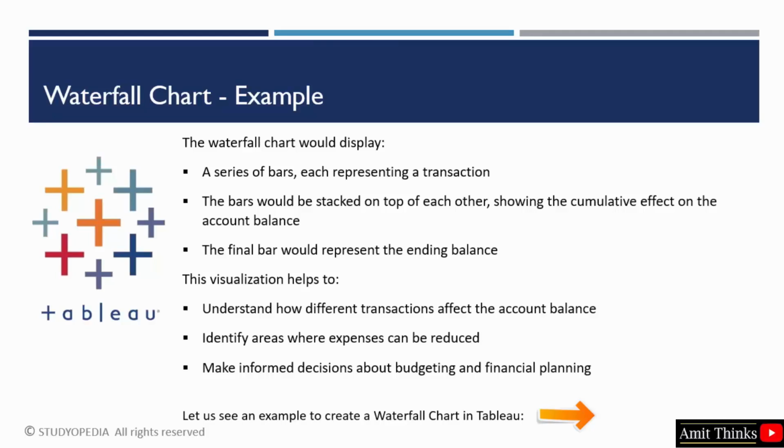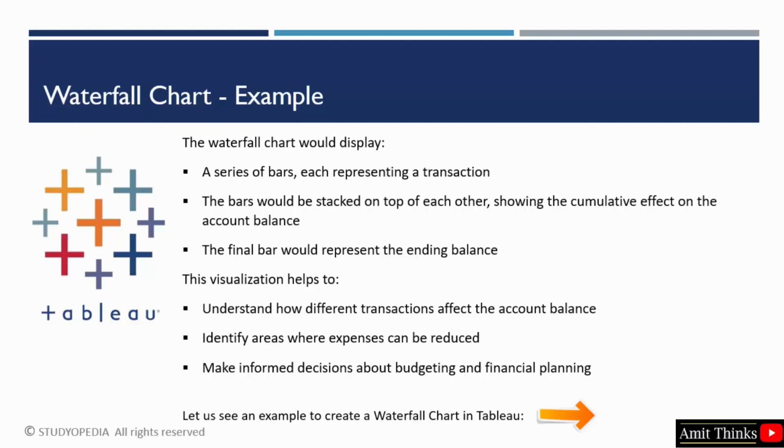So in this case, what the waterfall chart will display? It will display a series of bars, each representing a transaction, right? Then the bars would be stacked on top of each other to display the account balance. That is the cumulative effect on the account balance. And the ending balance will be visible obviously in the final bar. So a waterfall chart will help you in displaying different transactions, in understanding that how transactions affects the account balance, if it's positive or negative.